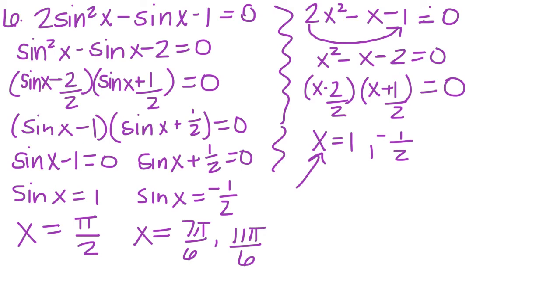Okay. All right, let's try another trig problem. Y'all got this? All right, let's do some more factoring. So again, let's try this one. We're going to have 2 cosine squared x plus 3 cosine x plus 1 equals 0.